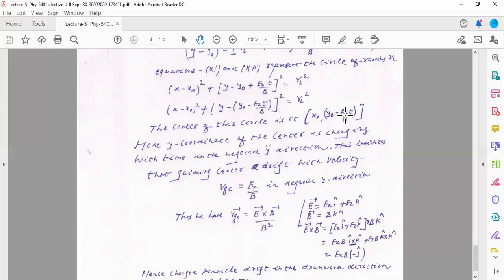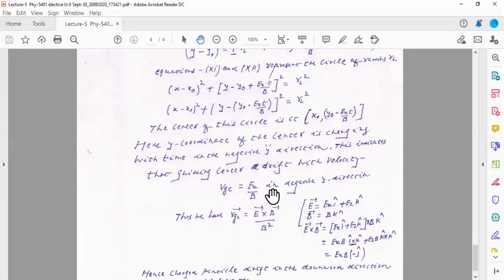The velocity with which the guiding center is drifting in a negative y direction is given by the ratio E_x over B. The x component of the electric field is uniform, so it is constant. So E_x over B is a constant term, because B is constant and E_x is constant. But because it is associated with a factor of time t, your y coordinate is changing with respect to t, and it is drifting in a negative y direction. And I can define the drift velocity of the guiding center.